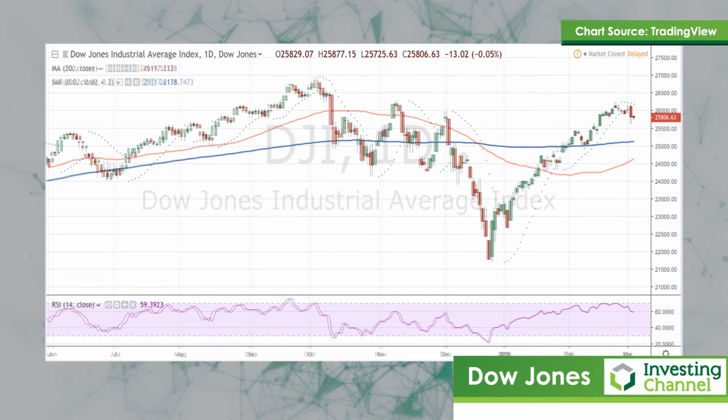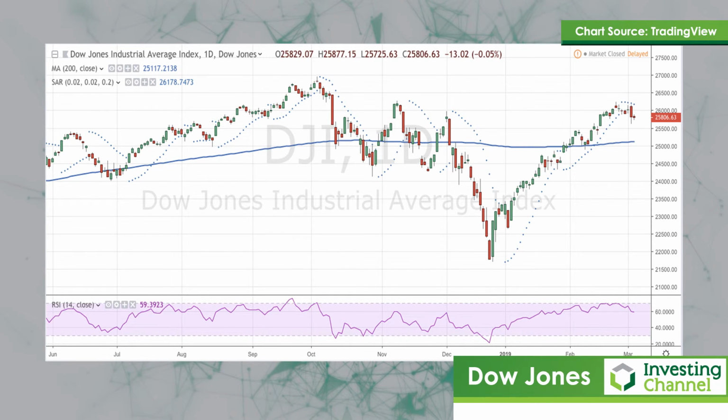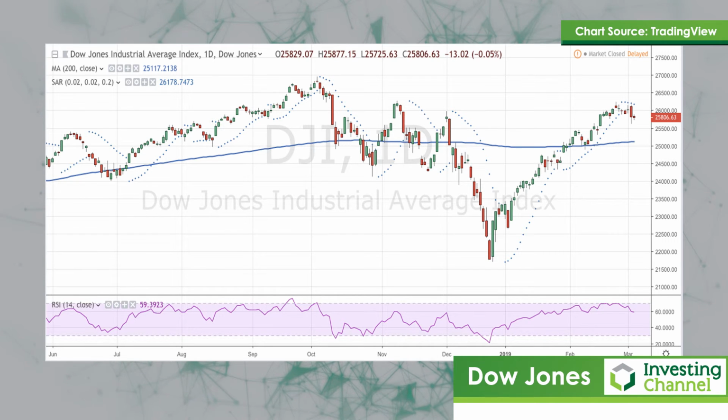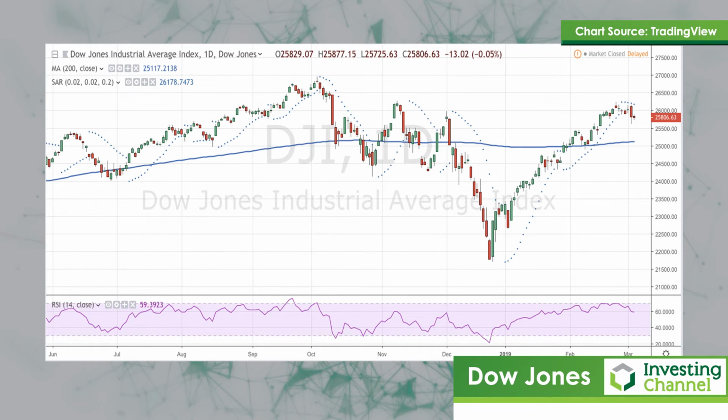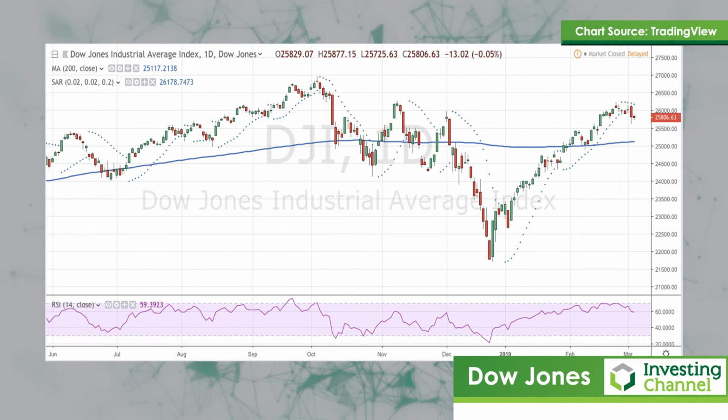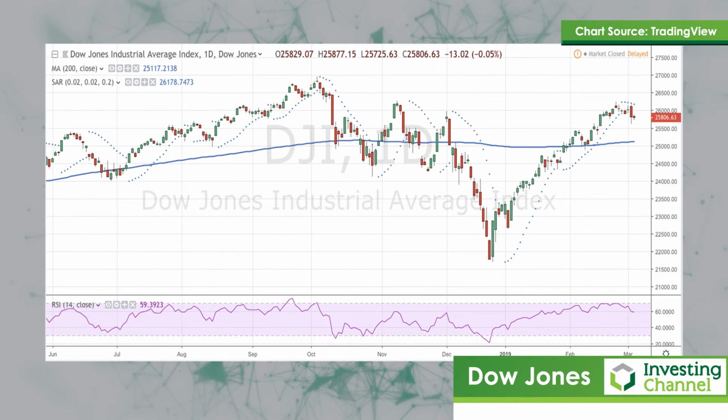Let's wrap up then with the final slide. Again, the Dow Jones with the parabolic SAR on it. And this basically is turning over. So short term, it's suggesting a sell indicator in place. Momentum, as said on the RSI, turning over.